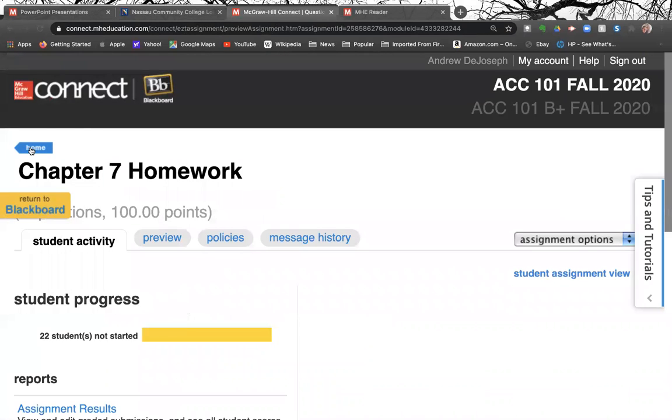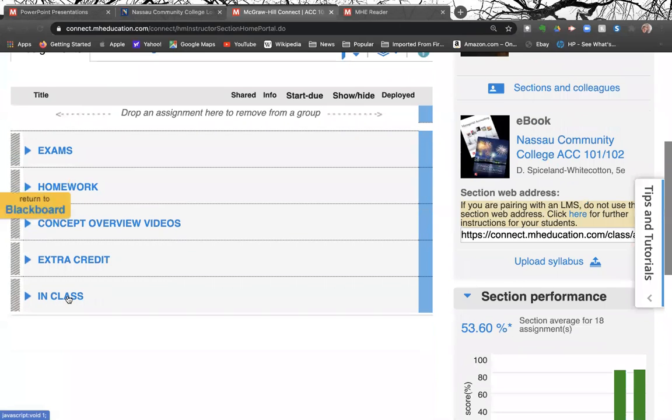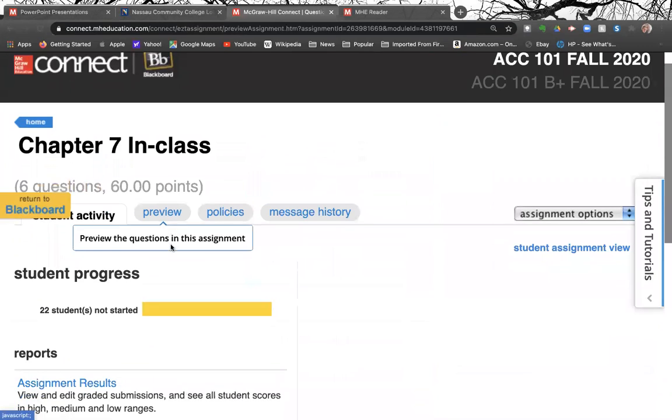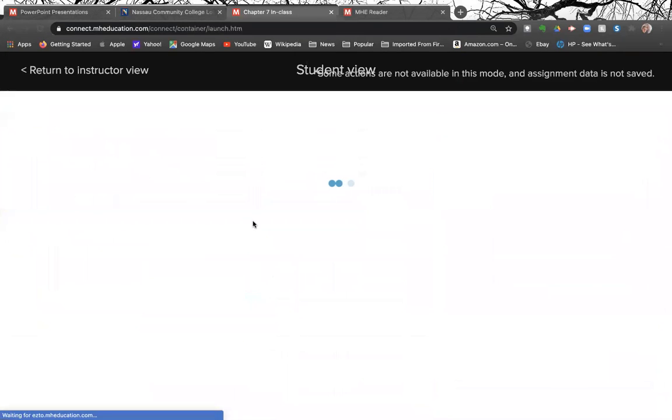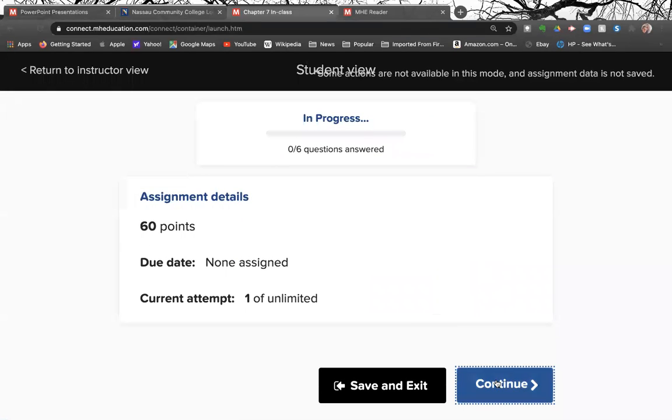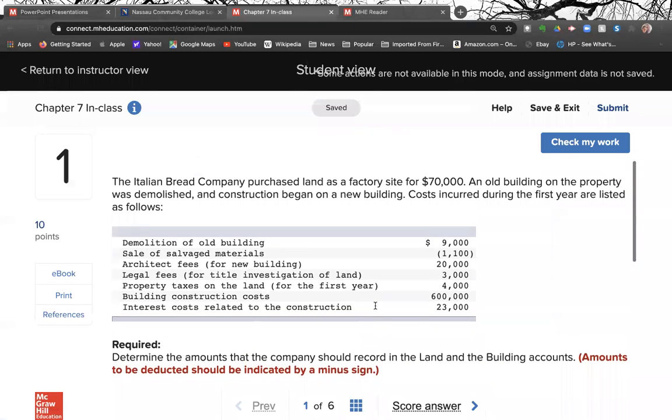Let's take a look at one of the problems we had for homework. So this is a problem we had for homework. And again, to remind you, this comes out of the book just like it is in the book. When you do it, the numbers are going to be different, right? So here's a company. The Italian bread company purchases land as a factory site for $70,000. There's an old building on the property that was demolished, and construction began on a new building. Costs incurred during the first year are listed as follows.